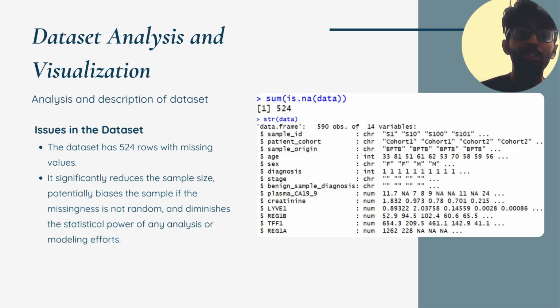Okay. Next, we also have the issues in the data set. The data has 524 rows with missing values. It significantly reduces the sample size, potentially biases the sample if the missingness is not random, and diminishes the statistical power of any analysis or modeling efforts. As we can see in the data, at stage and benign sample diagnosis, there are many values that are null.